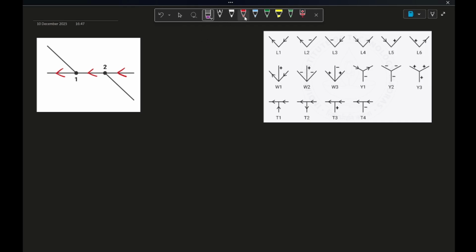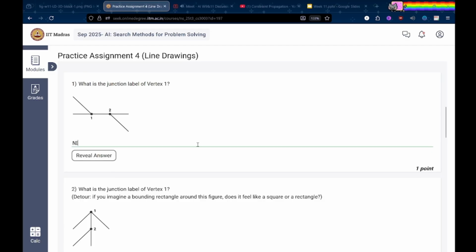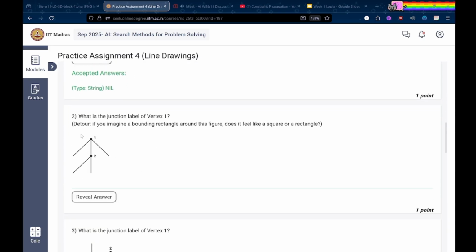No, but for this nil, I understood why it's coming, because it's contradictory. If this is this, for this to be a T junction, the arrow should be this, right? And here there's a contradiction. So that way we can solve that. Okay, this is a nil. That is nil. The next one is challenging. Okay. Watch me fail then.